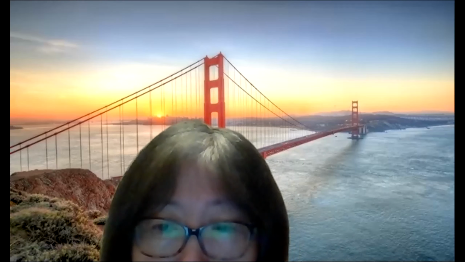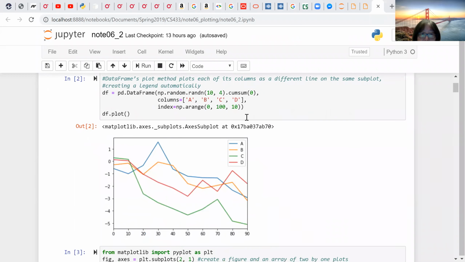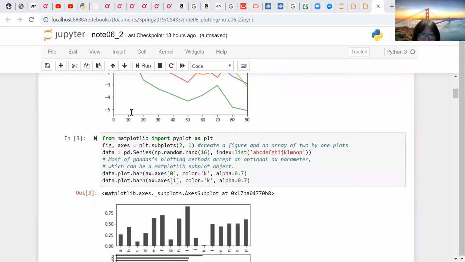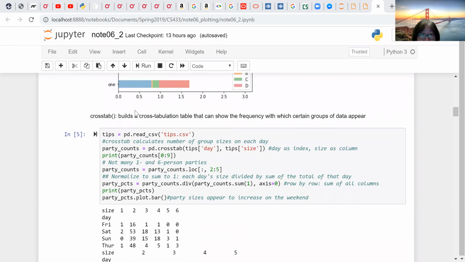Okay, so let's get back here. And I think this part we already finished about pandas plot. With pandas data, you can also do plotting and the bar plotting. So we finished that.